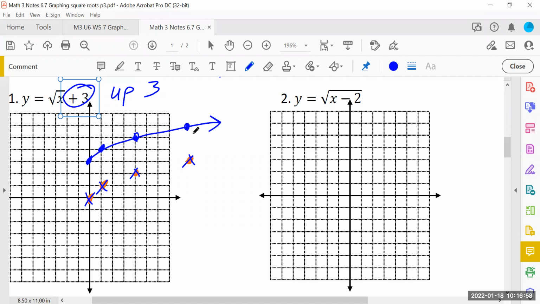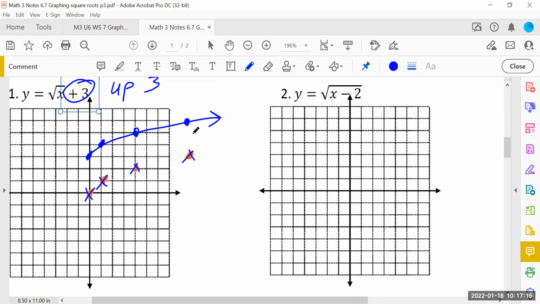There is my graph. That is all you have to do for these. Start with the original points. Find the shift. Make your sketch. Does that make sense to everybody? All right, so let's come down here now.